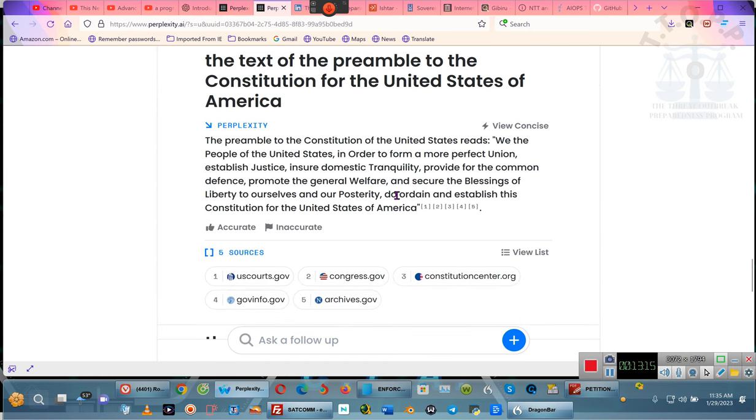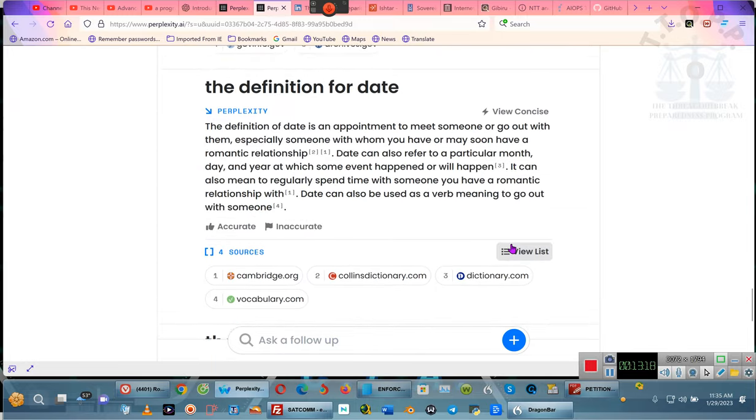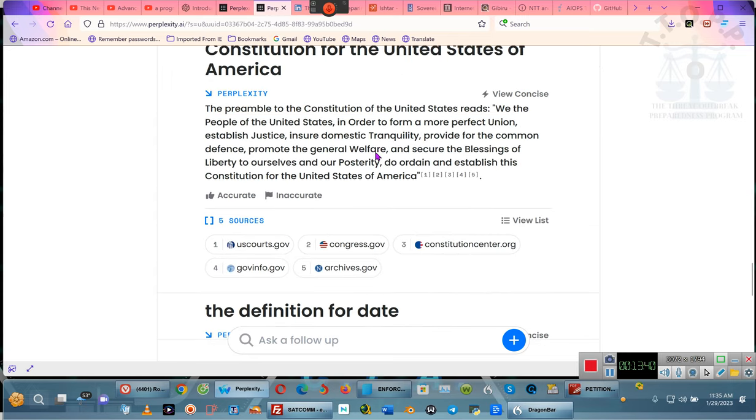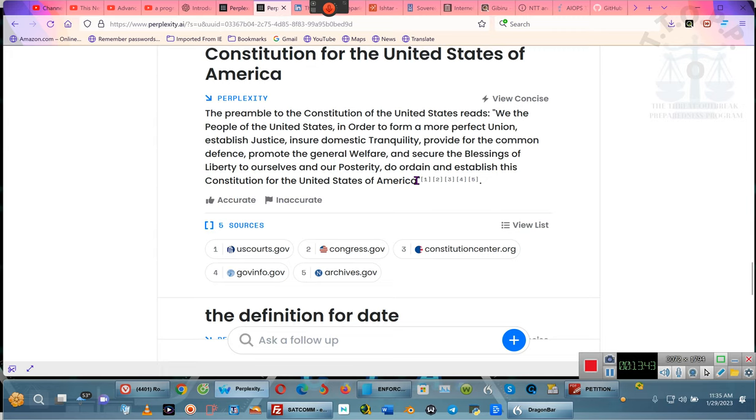Now, the preamble, it says, do ordain and establish this Constitution. I want you guys to understand about the United States and its, pay attention, origins. The definition of ordain is to invest officially. It also means to enact or establish by law, edict or decree. So the people established the Constitution, not Congress. The people established the Constitution, not Congress, not the judicial branch, and not the executive branch. They don't get to tell the people what the Constitution means or meant or should have meant. I know, it sounds like I'm heavily invested in this.